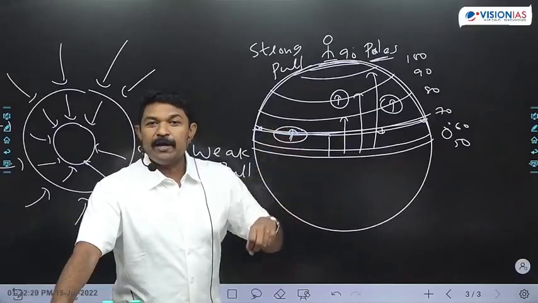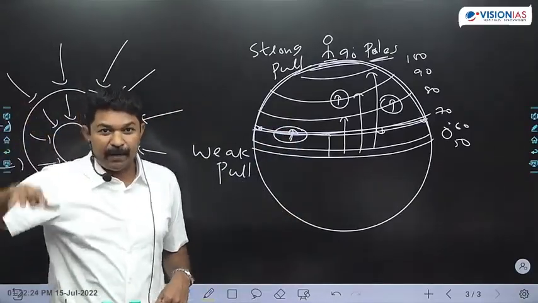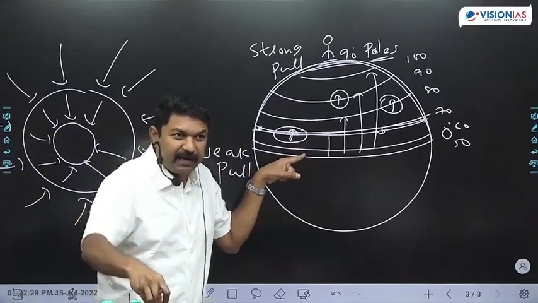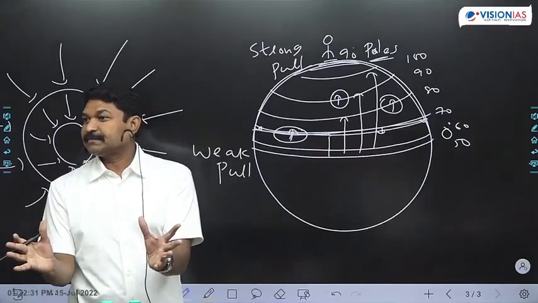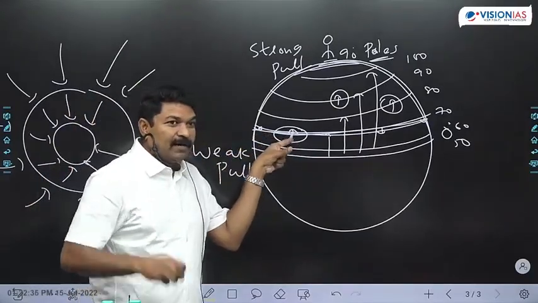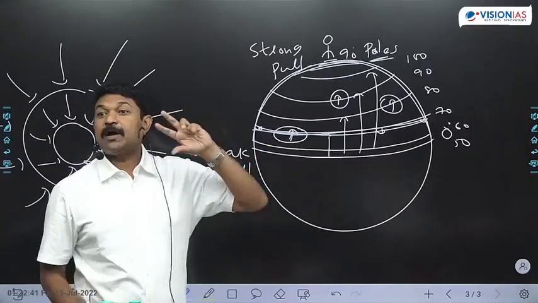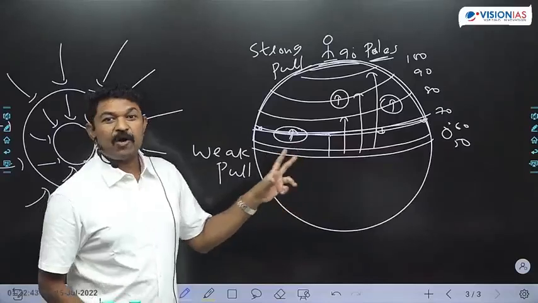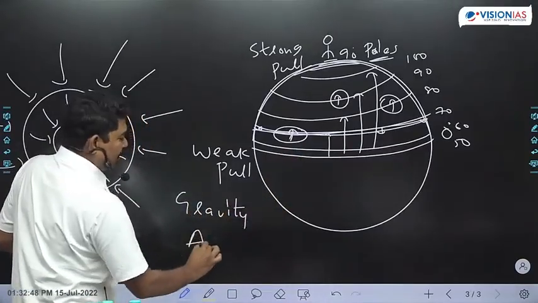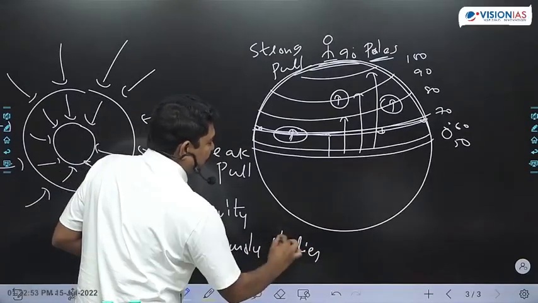Then they came to know, what is the analysis? Probably the rocky material that is present in this part of the earth is denser. Got the point? Not in the entire globe. In this part of the world, the interior of the earth's material might be denser. This is the analysis part. This is called the gravity anomaly studies.